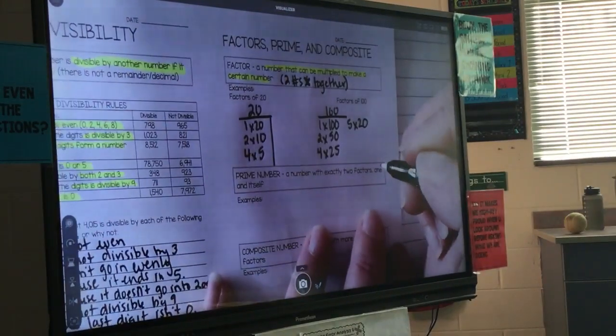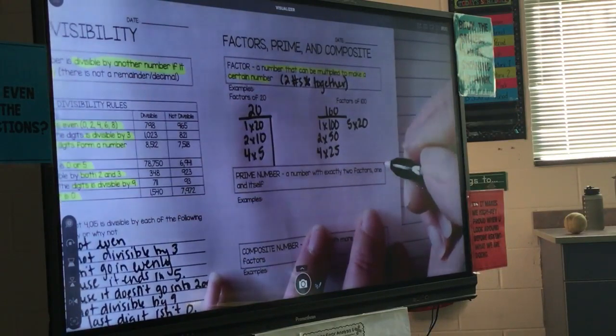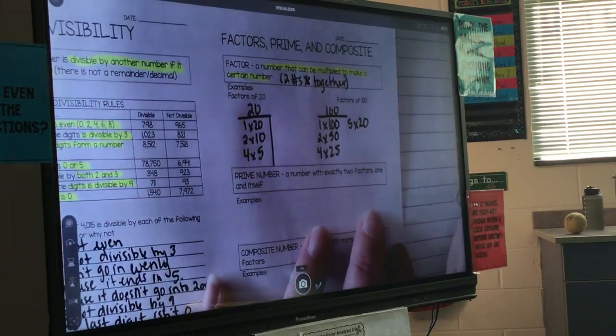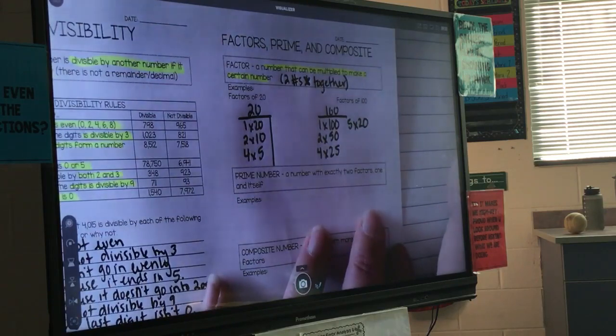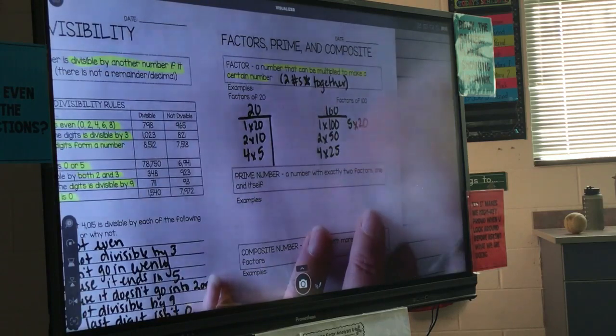Why not? Raise your hand. Why does 6 not work? Someone other than Silas and Samantha, why does 6 not work here? Alex? Because there's 2 or 3. Okay, so it doesn't go in evenly. 2 times 100. All right, what about 7?